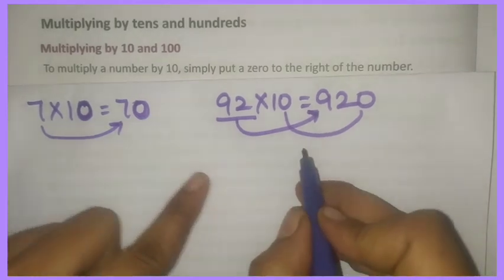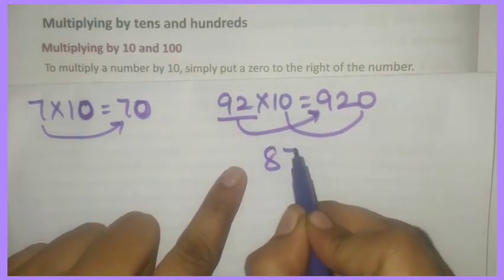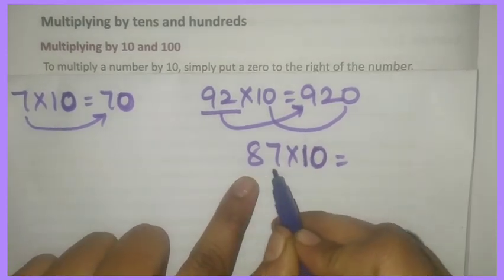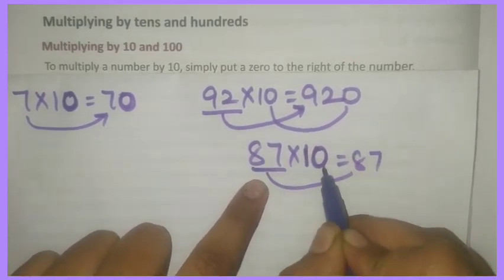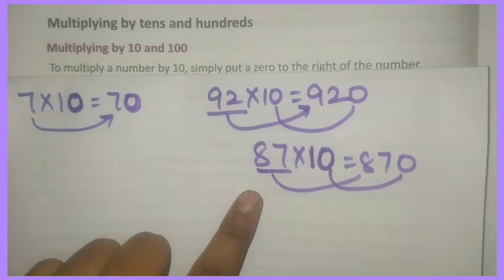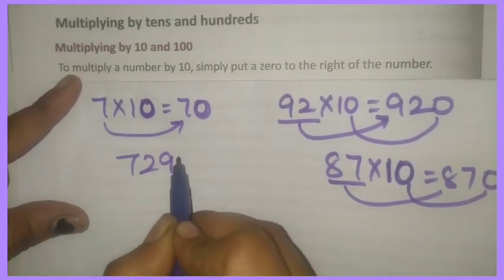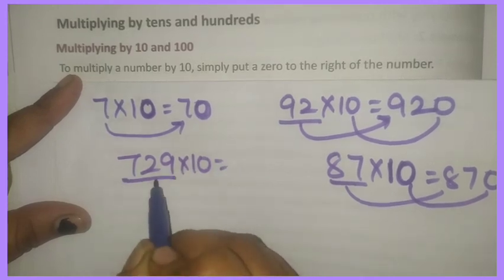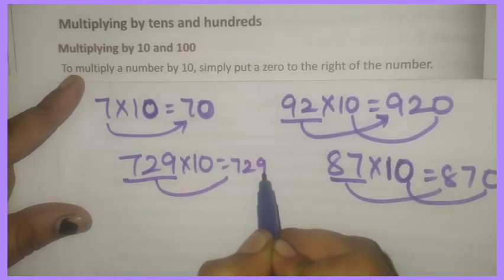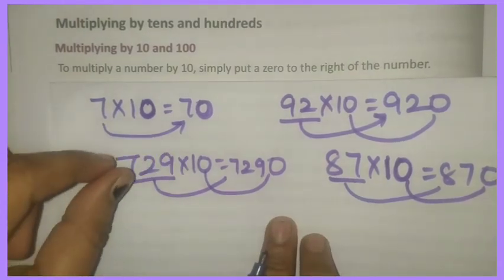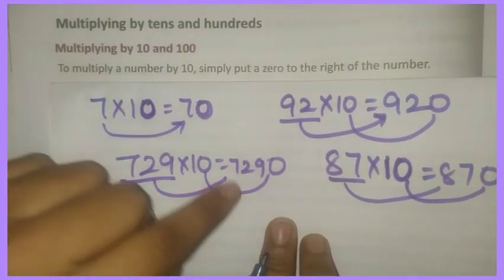For example, 87 into 10 is there. We'll write 87 as it is and we'll keep 0 here. One more example. 729 into 10 is there. So we'll write this 729 as it is and we'll keep 0 here. Like this we will do for multiplying by 10.